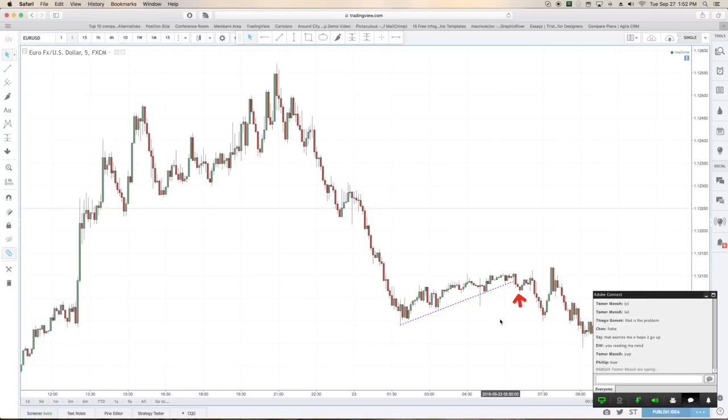Yeah, and we've all done it. I've done it too. I used to do that all the time. And that really messes you up, because you're not looking at the chart. You're just looking at your account balance.